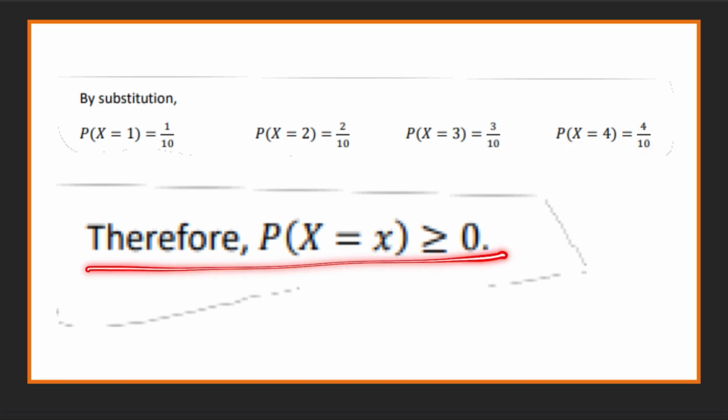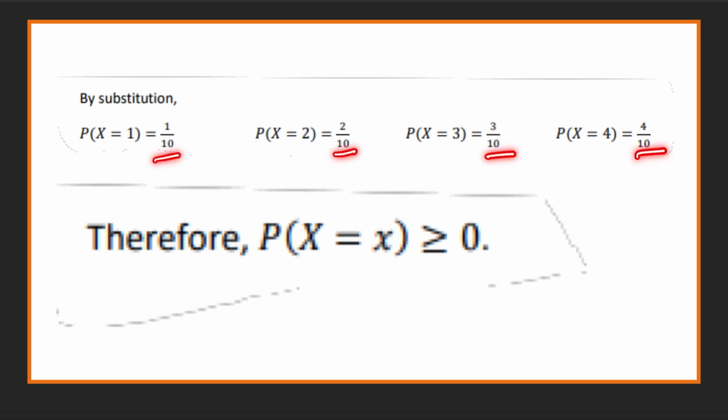So therefore, the probability of X equal to x is greater than or equal to 0. Take note, 1 over 10, 2 over 10, 3 over 10, and 4 over 10 are greater than or equal to 0.